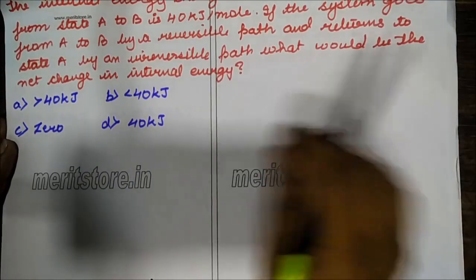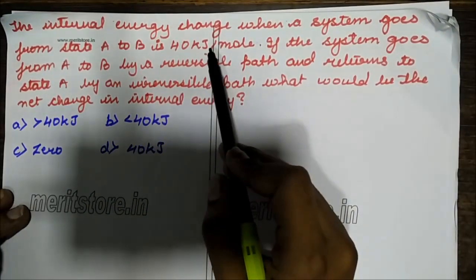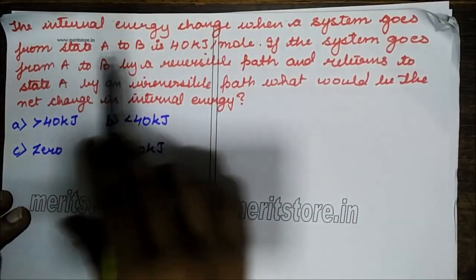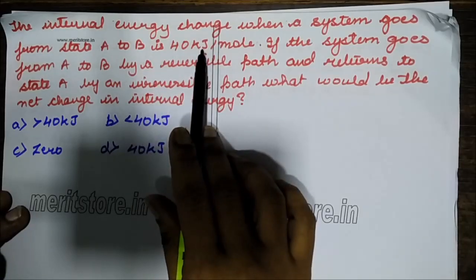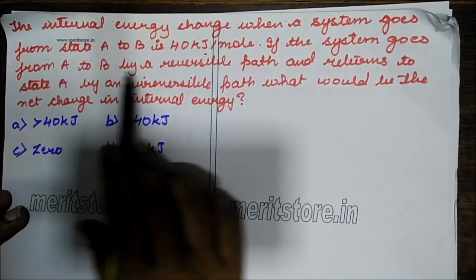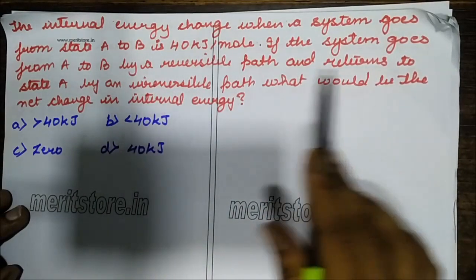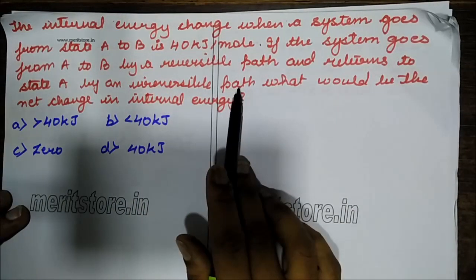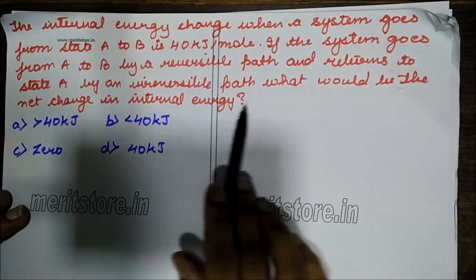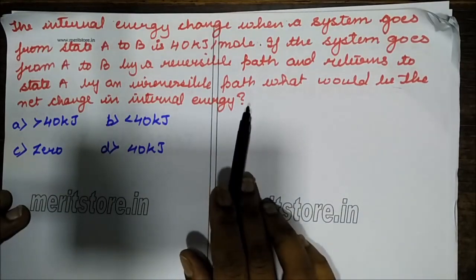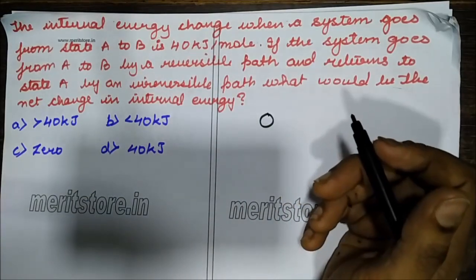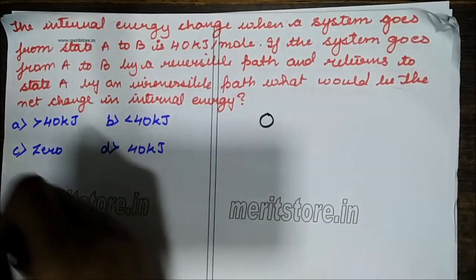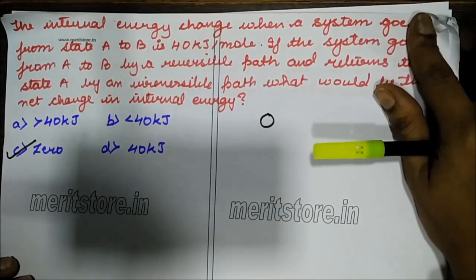The internal energy change when a system goes from state A to state B is 40 kilojoules per mole. If the system goes from A to B by a reversible path and returns to state A by an irreversible path, what would the net change in the internal energy be? See, the net change would be 0 because the final state is the same and it does not depend upon the path. Next question.